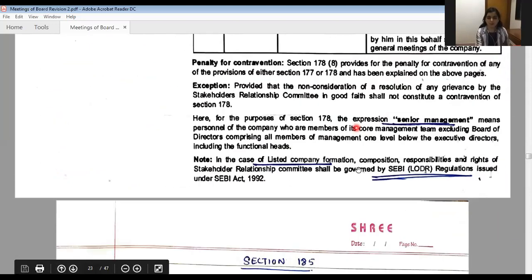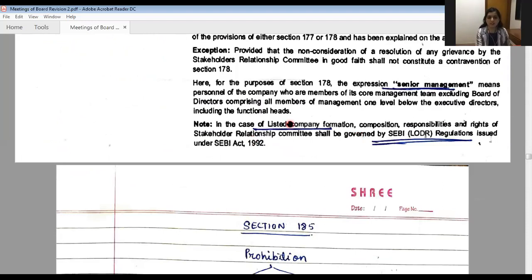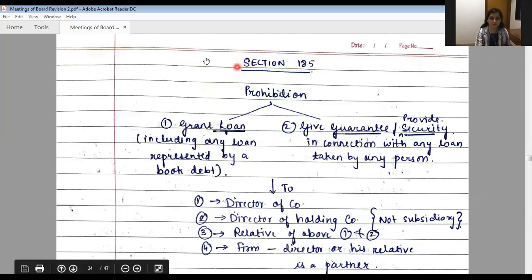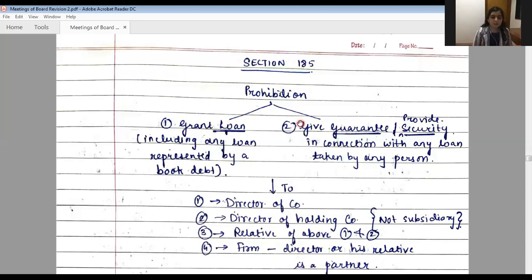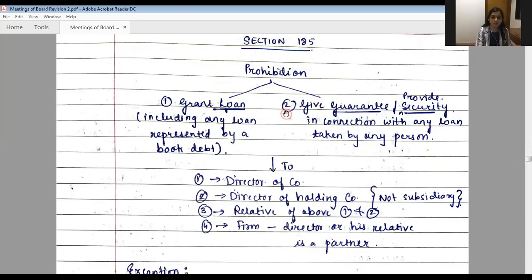In case of a listed company, the formation, composition, responsibility and rights of the stakeholders relationship committee shall be governed by the SEBI LODR regulations. Till now, we have completed meetings of boards, powers of boards, and committees of boards. Now we shall look into sections related to loans and investments.